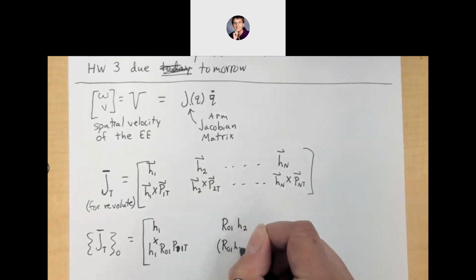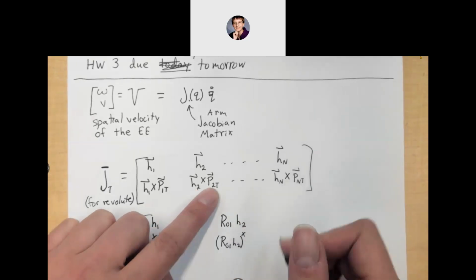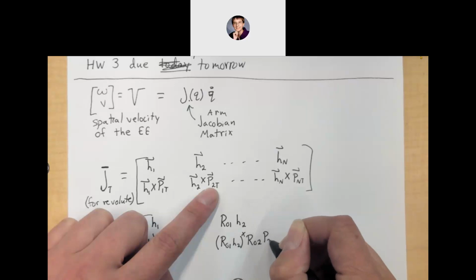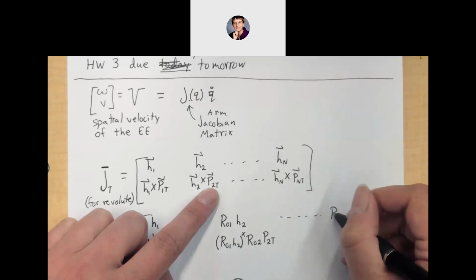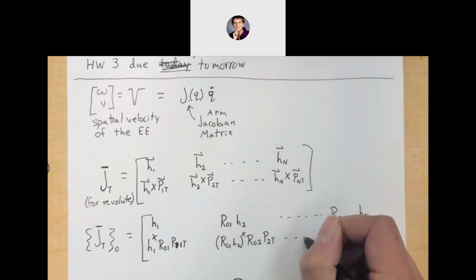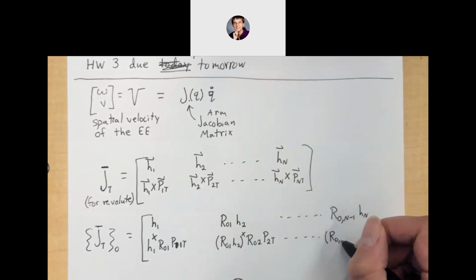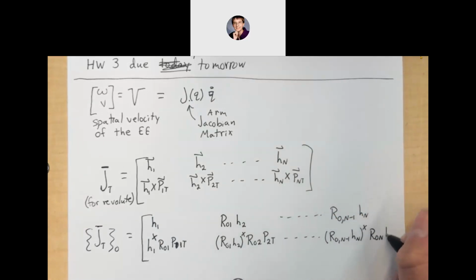And so then we represent our H2 in a frame, and we represent P2T in a frame. Right, so on and so forth, up to RO n-1 HN. And we have RO n-1 HN crossed with RON PNT.